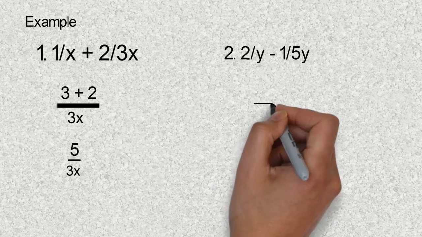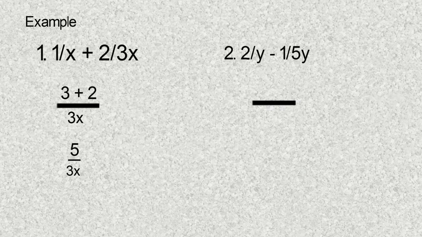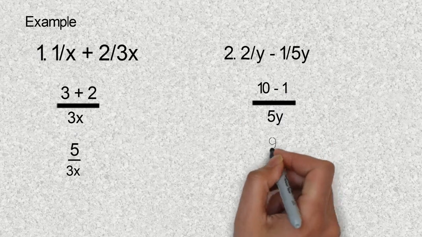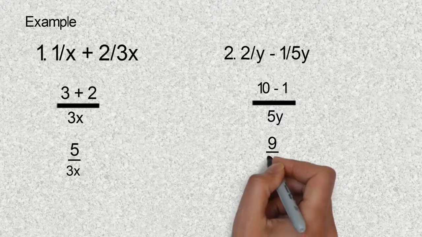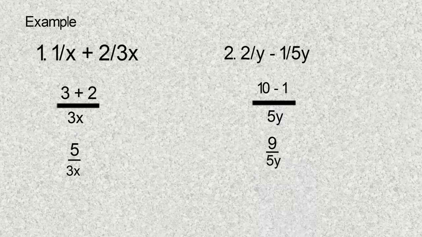So let's look at the second example. It says 2 over y minus 1 over 5y. Our LCM will be what? 5y. So I have y in 5y, I have 5 times 2 will give me 10. Then 5y in 5y will give me 1. 1 times 1 will give me 1. So I have 10 minus 1 all over 5y. So I have 9 over 5y. Can you see that?